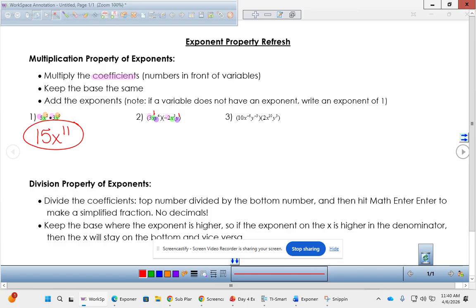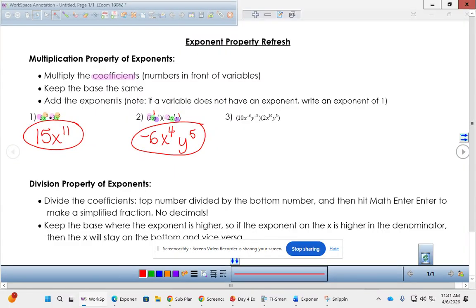So multiply coefficients, 3 times -2 is -6. Keep the x the same, add the x exponents together. So I'm going to add 1 plus 3. Keep the y variable the same and add the y exponents. 4 plus 1 is 5. You just can't forget to add the 1's.